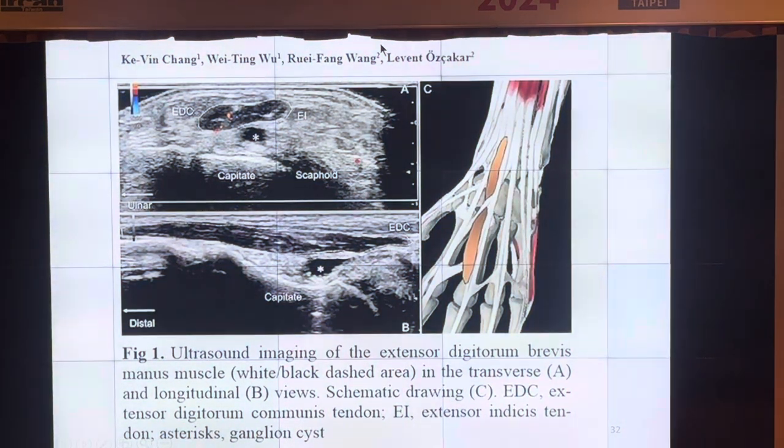So besides using ultrasound to evaluate the integrity of the tendon and the nerve beside it, sometimes we can find some normal variants. For example, in our case report, you can find at the first compartment there is a hypoechoic structure. So was this a tumor? No, it was not a tumor because you can find a similar structure at the contralateral side. Actually, this is an aberrant muscle. The name of the muscle is the extensor digitorum brevis manus.